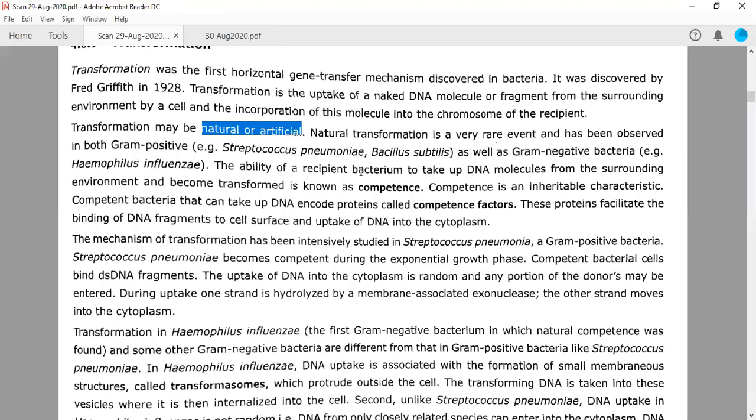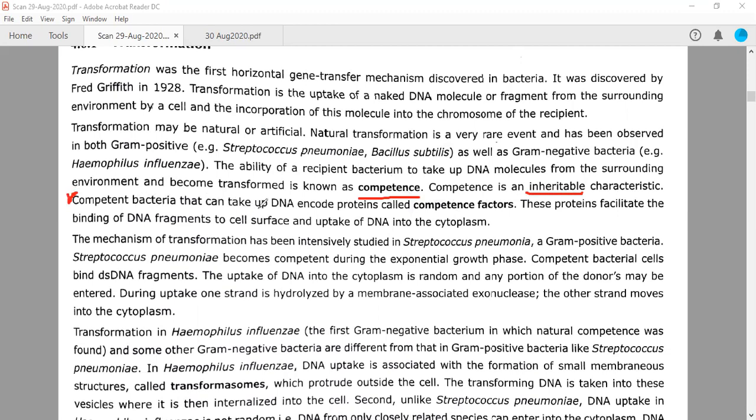The ability of the recipient bacterium to take up the DNA molecule from the surrounding environment and become transformed is known as competence. Now, this is a very important factor. Without competence, the transformation cannot take place. Competence is an inheritable characteristic, so it is always present inside some bacterial species, whether it is competent or not. Generally the closely related species show transformation because they are competent with each other.